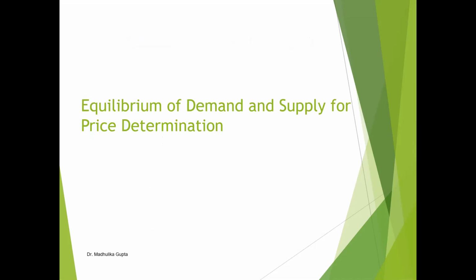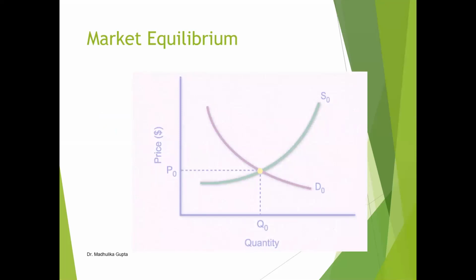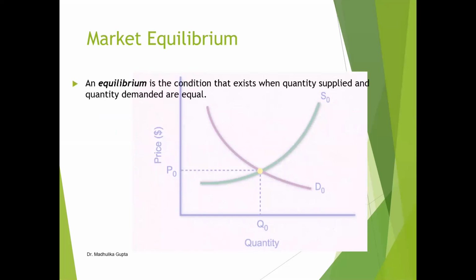Now the next part of this video is the equilibrium of demand and supply for price determination. So we'll understand that now. Let's understand this, right? What is market equilibrium? The operation of the market depends upon the interaction between buyers and sellers, right? An equilibrium is the condition that exists when quantity supplied and quantity demanded are equal. At equilibrium, there is no tendency for the market price to change.